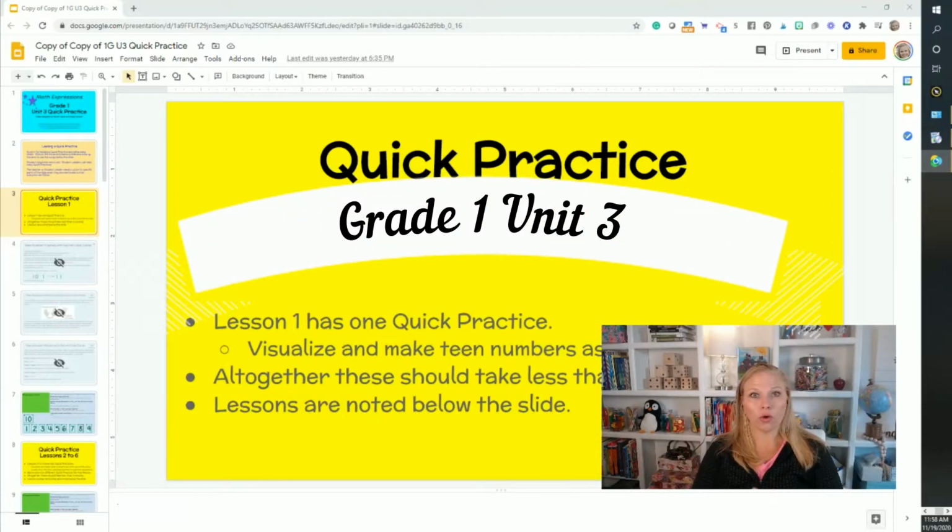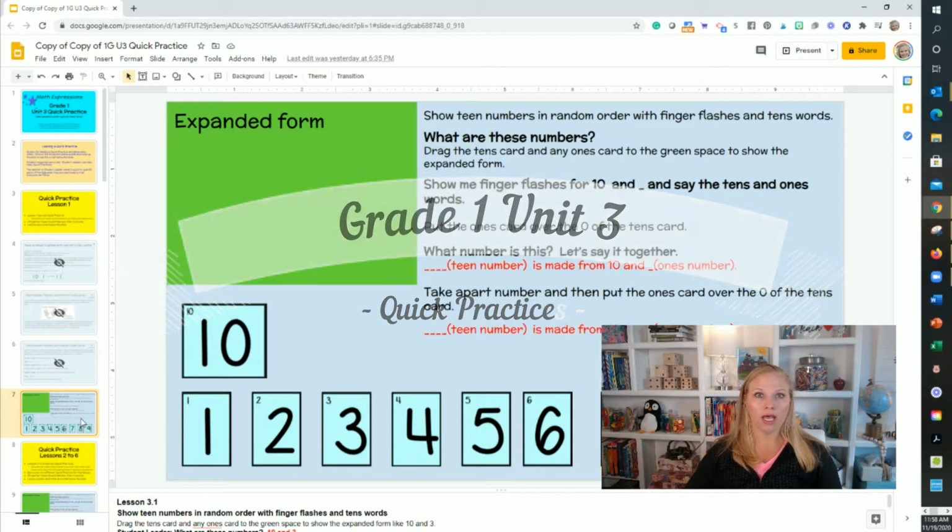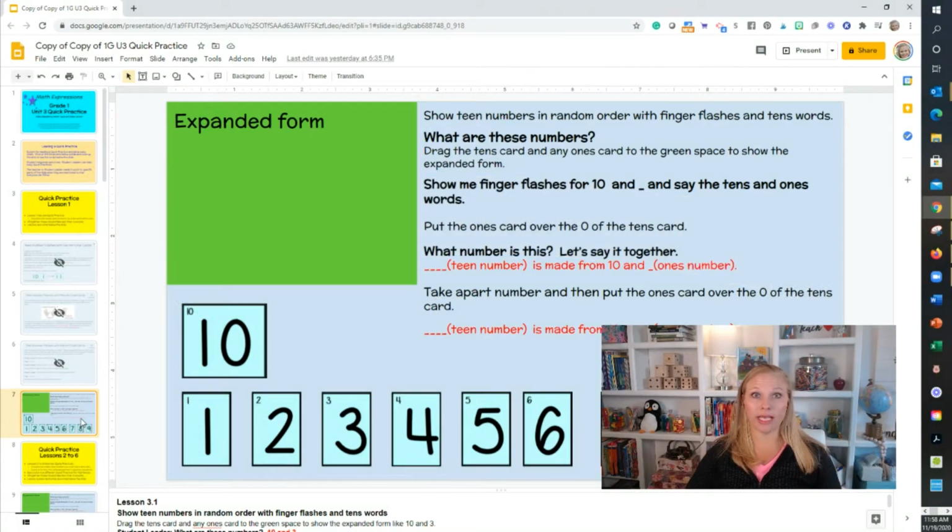All right, let's do quick practice for Unit 3, first grade. Now, these quick practices as we get started with Lesson 1 are actually reviewing what happened in kindergarten, but it's also preparing us for what we're going to dive into in Unit 4 with teen numbers and counting with decade numbers. So students are going to use the secret code cards just to build teen numbers.